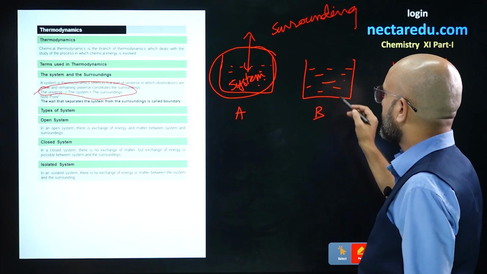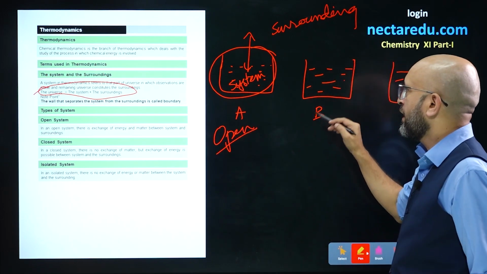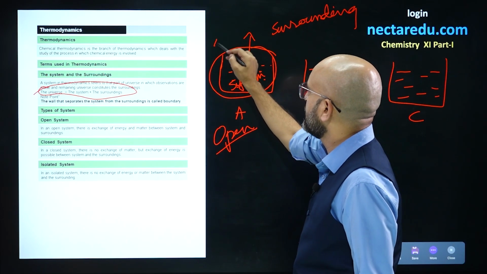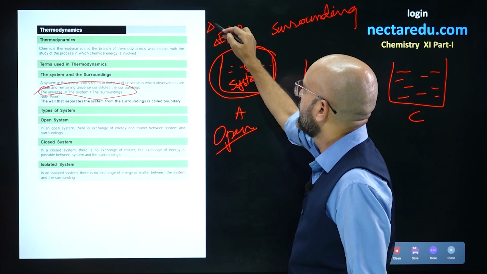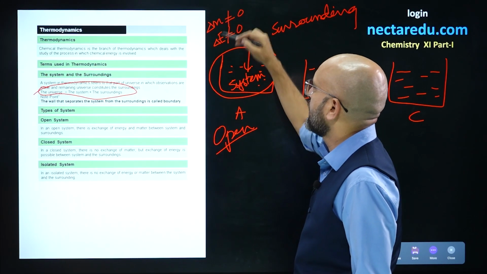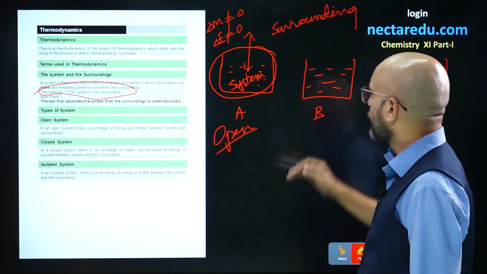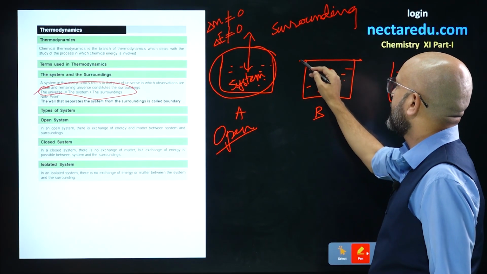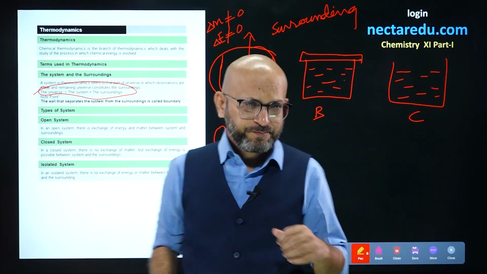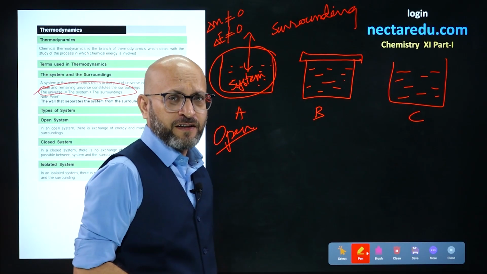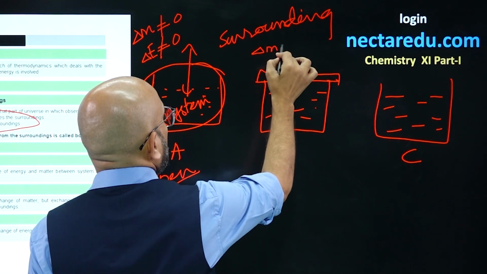So this is an open system. In an open system, the change in energy is not equal to 0, and the change in mass is not equal to 0. That means exchange of mass is happening and exchange of energy is happening. Now if I put a plate over here, you can imagine the exchange of mass will not happen. Then that means change in mass equals 0.